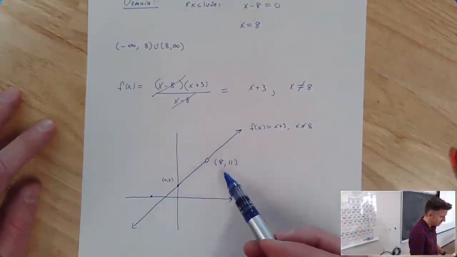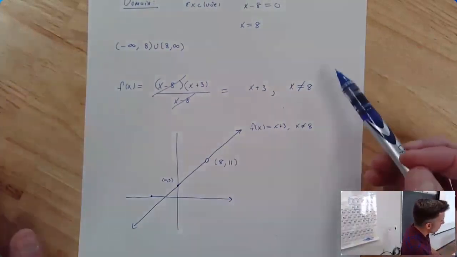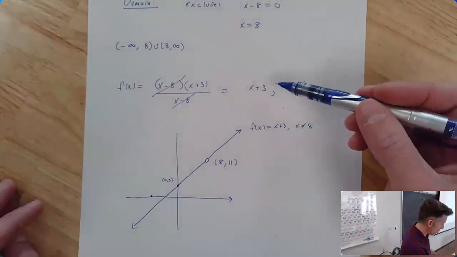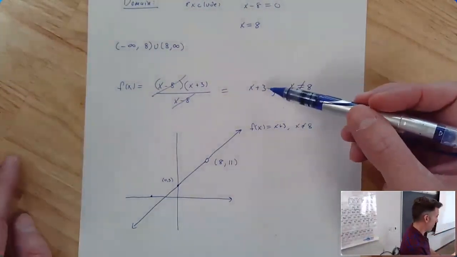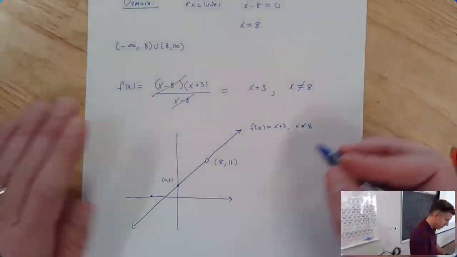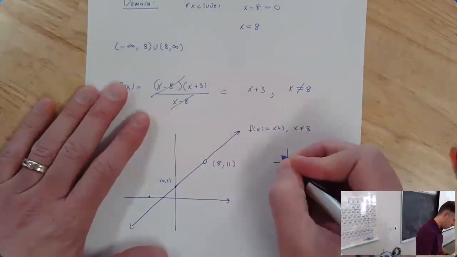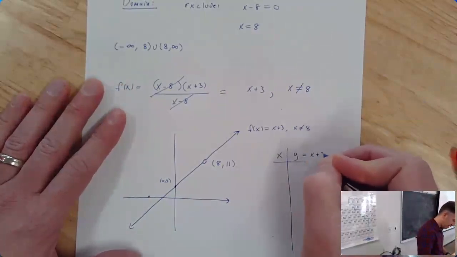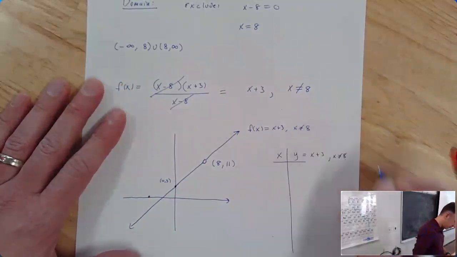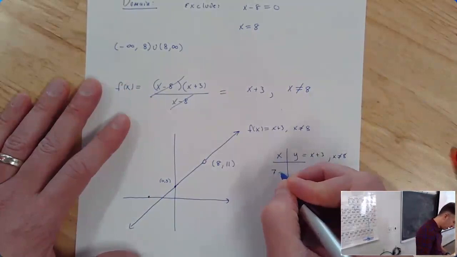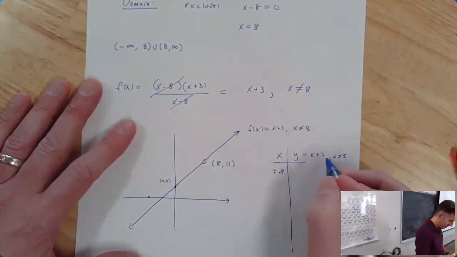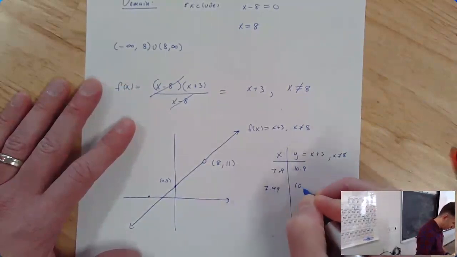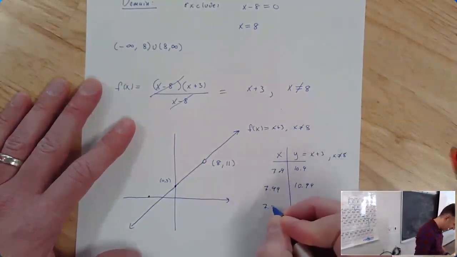Another way to think about this, and this is actually kind of an important idea, is you can pick numbers really close to 8 for x, like 7.9. In fact, let's do it. Make a table, x, y. It's equal to x plus 3, except x can't equal 8. So if x was 7.9, y would be 7.9 plus 3, which is 10.9. Or if x was 7.99, y would be 10.99.